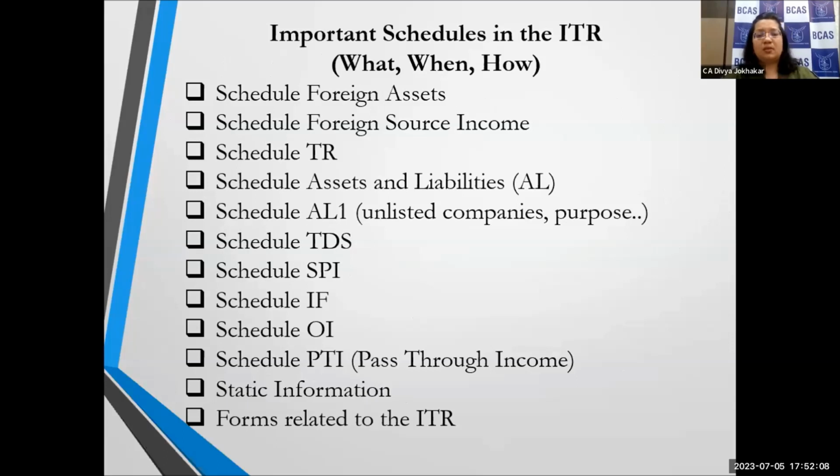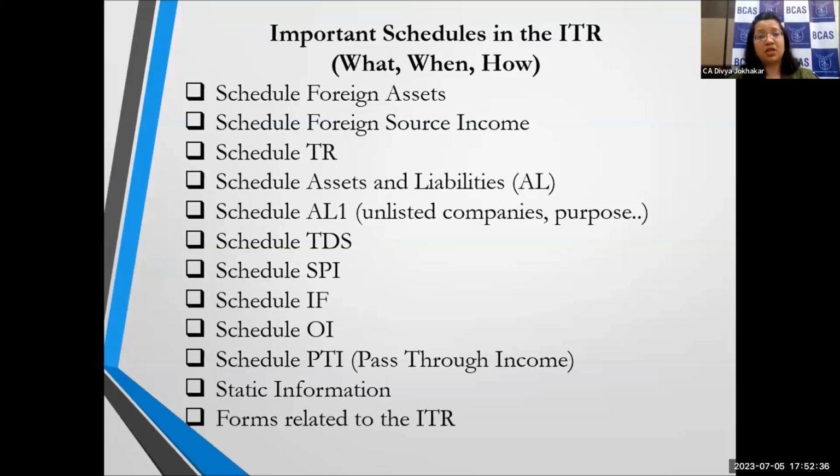We will be going through some of these schedules and how they affect our ITR. I will just, for the sake of clarity, say that Schedule TR is the tax relief. Schedule AL1 is applicable to unlisted companies. The purpose is that they want to understand the breakup of your assets and liabilities, although those assets and liabilities are sitting in your ITR 6 balance sheet and also signed audited financials.